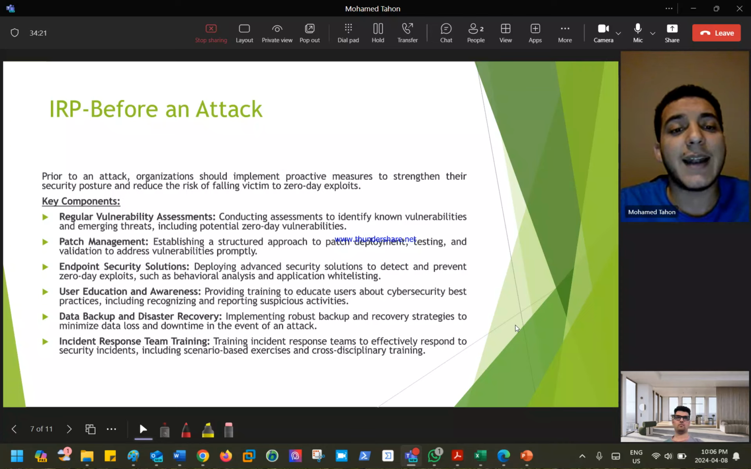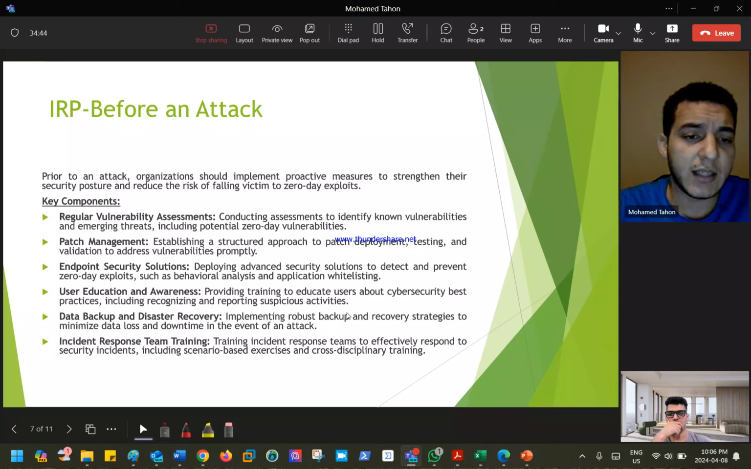And now we have data and disaster recovery. Implementing robust backup and disaster recovery strategies is paramount to ensure that in the event of an attack, organizations can minimize data loss and downtime by quickly recovering critical data and systems.